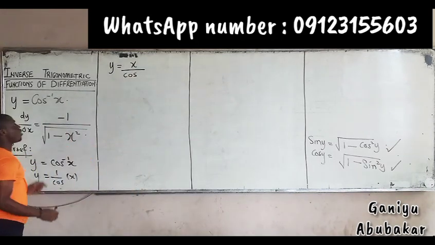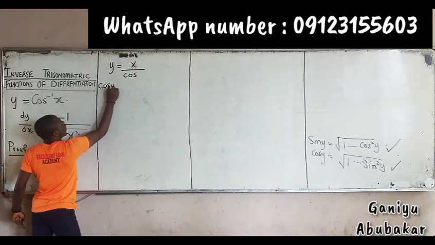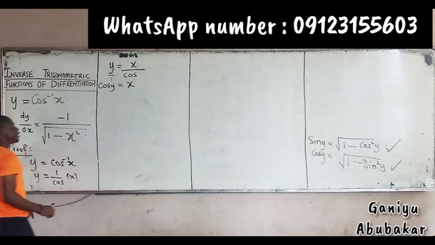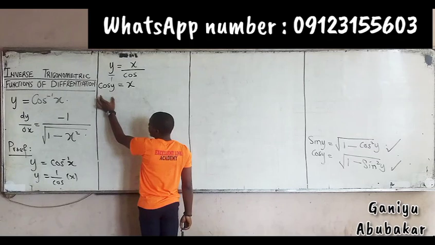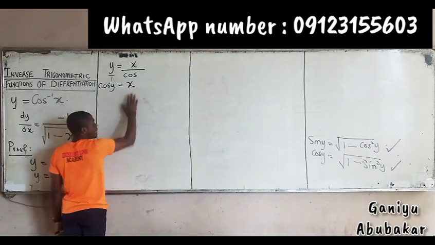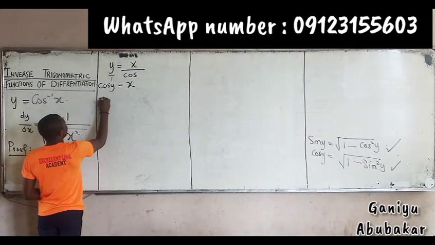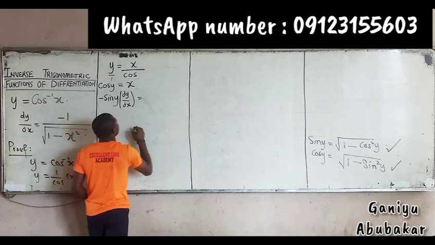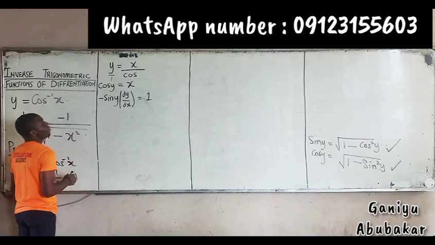Of course, at this point, cross multiply. Cos times y becomes cos y is equal to, in this one here, 1 times x becomes x. At this point, I'll differentiate the left hand side using the implicit concept, and differentiate the right hand side using the general method. If I differentiate cos y, I'll have minus sin y into dy by dx is equal to, differentiating x, I'll have 1.